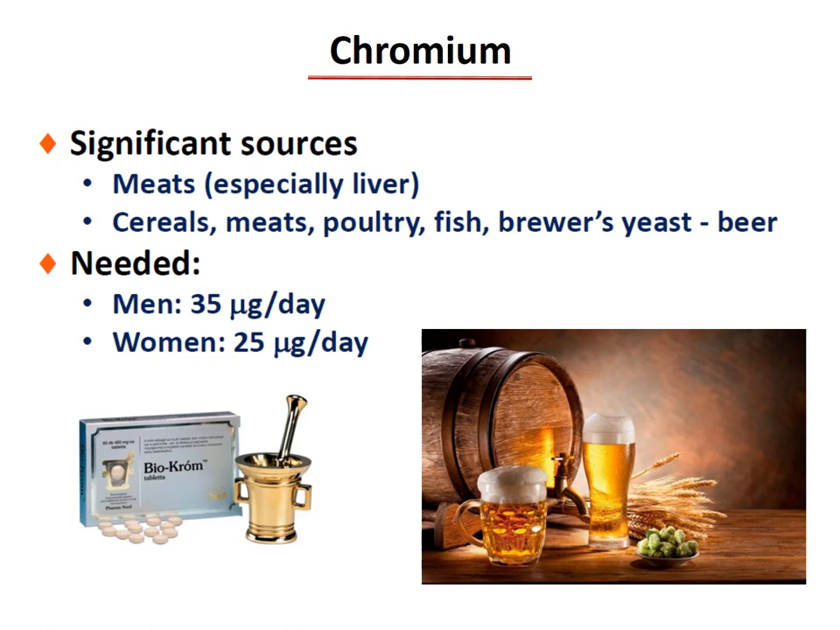The significant sources of chromium are meat, especially liver, cereals, poultry, fish, brewer's yeast, and beer. We need about 35 micrograms per day for men and 25 micrograms per day for women. You can choose whether you are drinking beer or taking some supplement, as you wish.